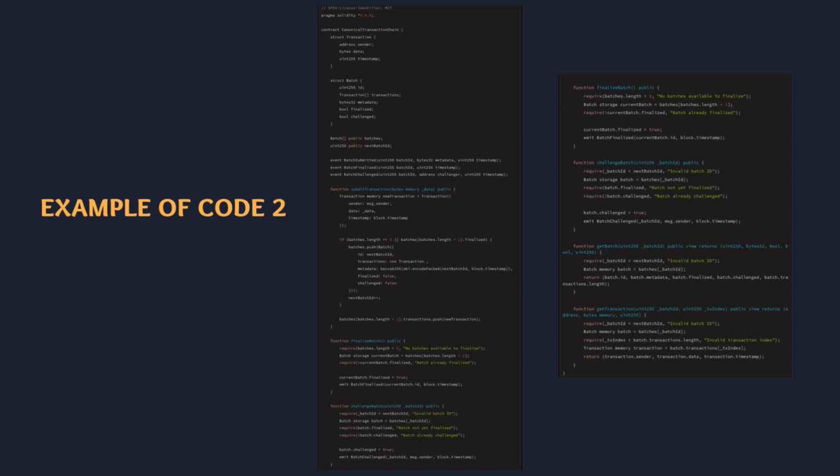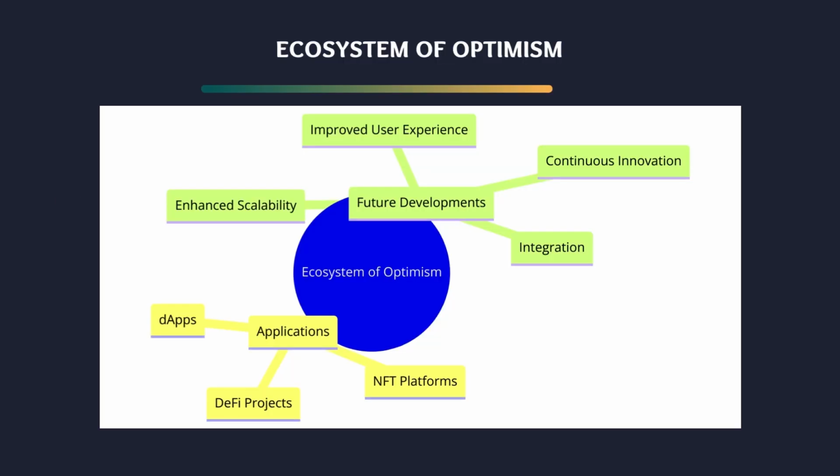This enhanced code example illustrates how the CTC concept can be implemented with additional features such as metadata handling and a basic challenge mechanism, ensuring the security and integrity of the transaction processing. Optimism is a Layer 2 solution for Ethereum that significantly enhances scalability and reduces transaction costs while maintaining the security of the Ethereum main chain.